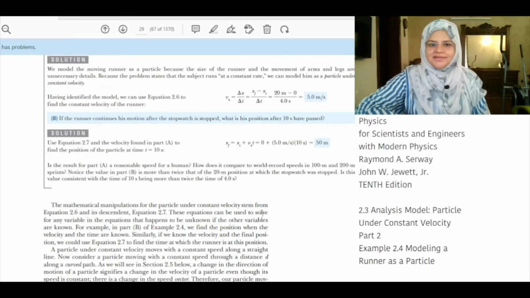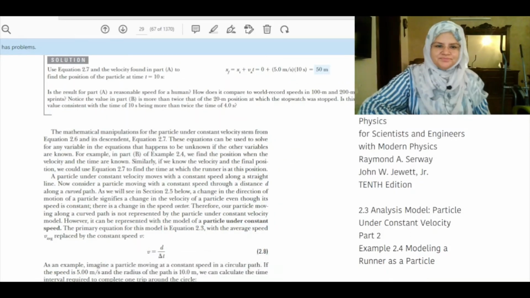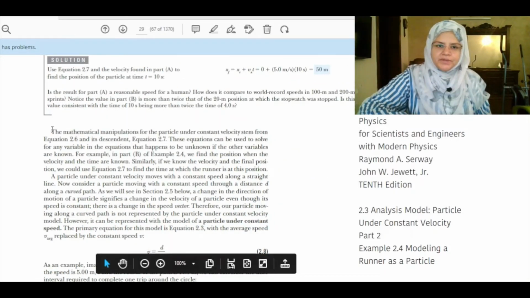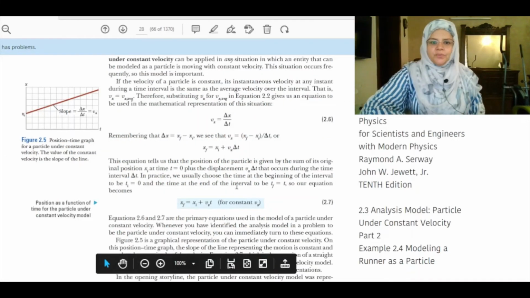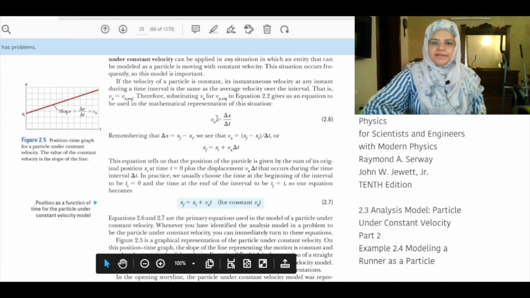To summarize, the runner covered 20 meters in 4 seconds and 50 meters in 10 seconds. The mathematical manipulation for a particle under constant velocity stems from equation 2.6 and its descendant, equation 2.7. Equation 2.6 was Vx is equal to delta x over delta t, and equation 2.7 was xf is equal to xi plus Vx t for constant Vx.